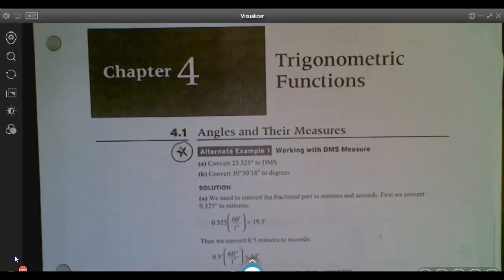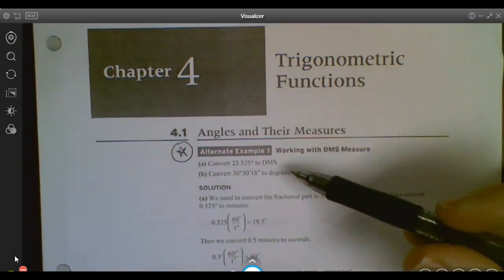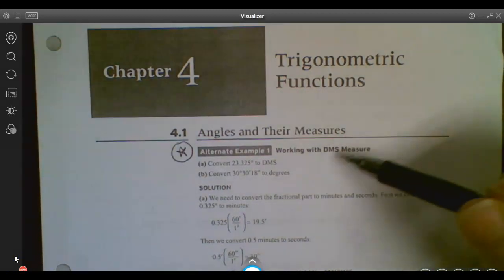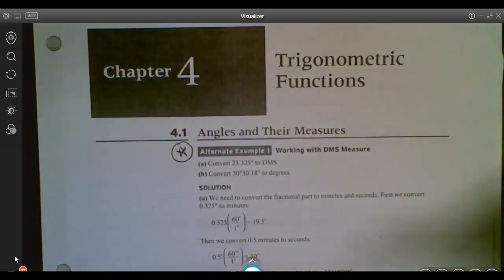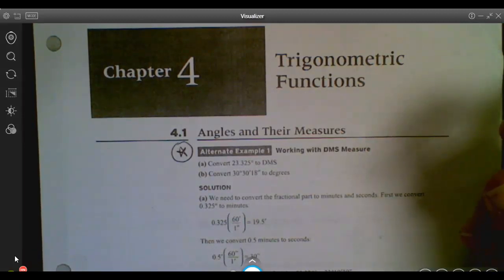So one of the first things that this chapter starts out with is they start talking about this other way of writing degrees, which is in degrees, minutes, and seconds. Always kind of an interesting notation to me because it's really not something we use very much, but or at least kind of introduce it because it comes up in the book.